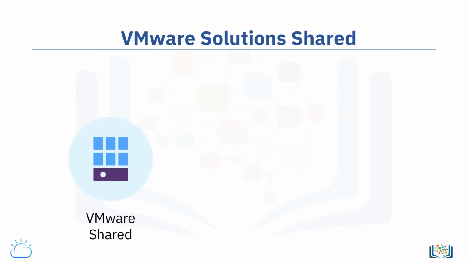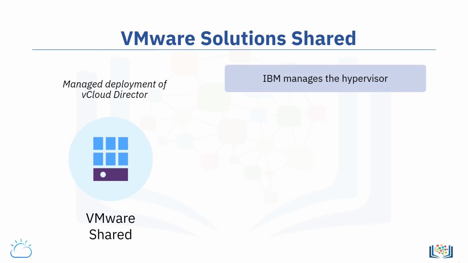On the other hand, we have VMware Solutions Shared. This allows you to deploy workloads on top of IBM-hosted VMware infrastructure. IBM provides a self-service, on-demand VMware cloud computing platform with VMware vCloud Director running on IBM Cloud. With the shared solution, IBM manages up to the hypervisor level. It's very cost-effective. You only pay for what you use, and you can start as small as 1 vCPU and 1 GB of RAM, and expand when you're ready.